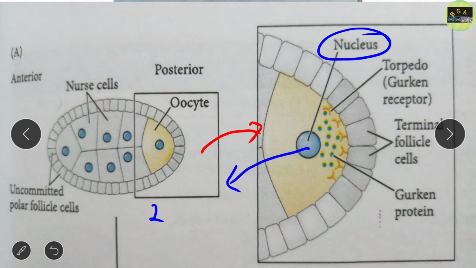Two signals are generated. Clear? And interestingly, these two signals code for the same gene, and that gene is gurken.